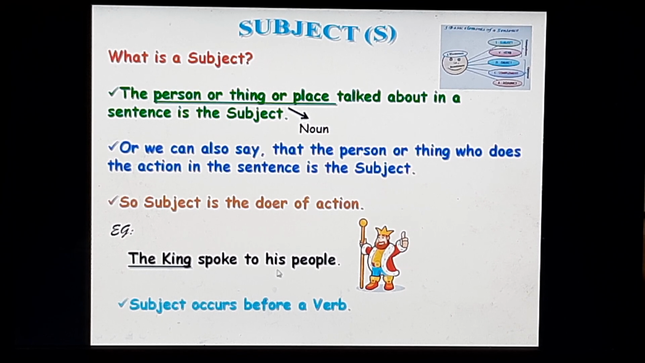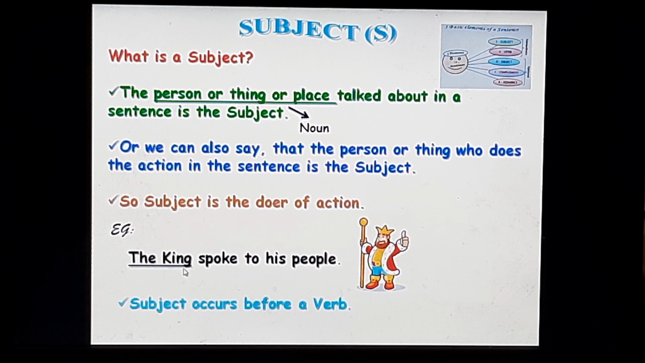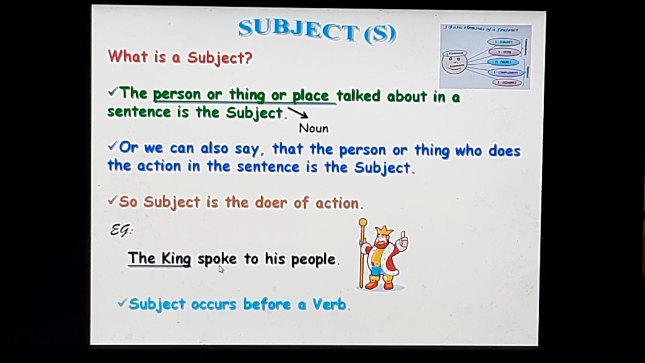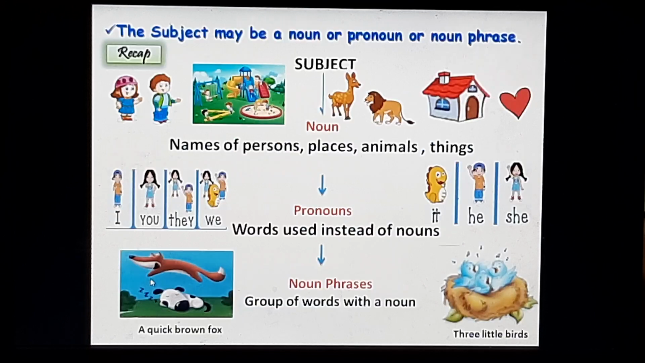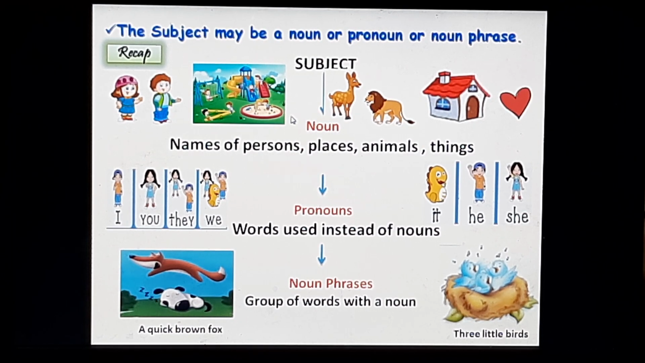Example, the king spoke to his people. Now, the king is the subject here, who is a person, and he does the action spoke in the sentence. Now, subject occurs before the verb. In the sentence, spoke is a verb and the subject, the king, comes before the verb. The subject may be a noun or pronoun or noun phrase.